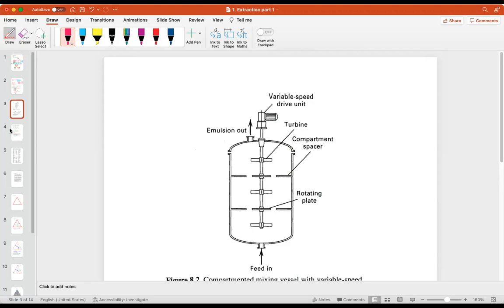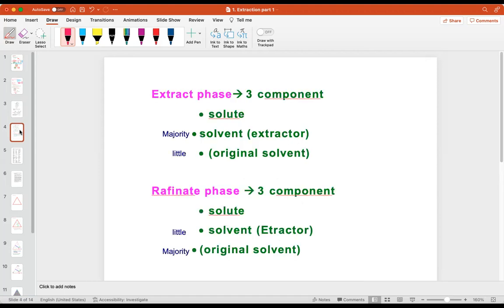So how many components are we talking about in the extraction? Three. There are three components. The first one is the original solvent. B is the extracting solvent, and C is the solute. So the extract phase will have three components. The first is the solute. I will write the solute as C, because this is going to be the convention for the next graph.